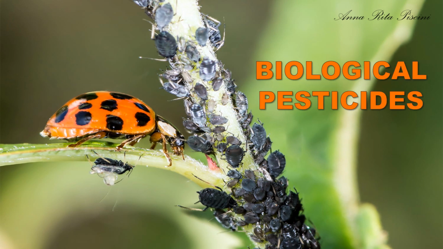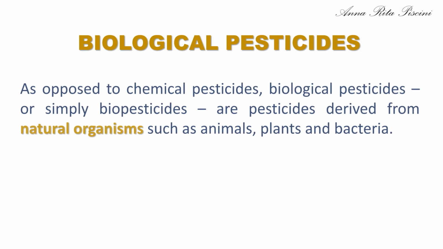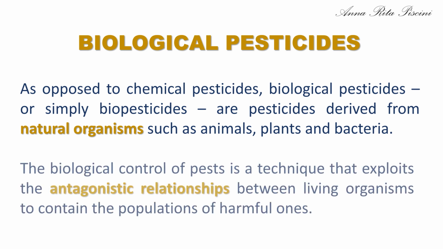Biological pesticides. As opposed to chemical pesticides, biological pesticides, or simply biopesticides, are pesticides derived from natural organisms such as animals, plants, and bacteria. Biological control is a technique that exploits the antagonistic relationships between living organisms to contain the populations of harmful ones.